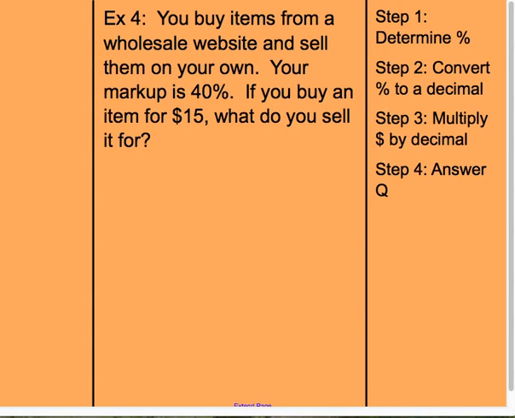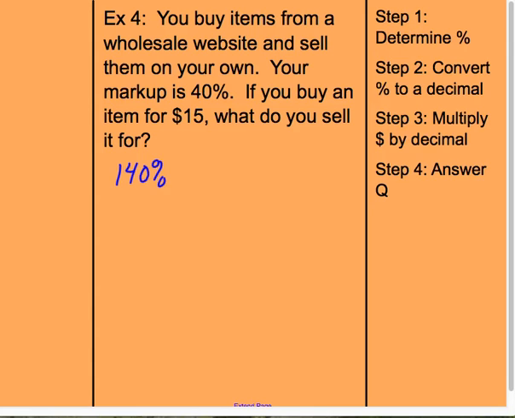Last one. This time we're buying items from a website and marking them up to sell them. In this case, the correct percent is not selling them for 40% of what we paid for. We're marking them up by 140%. So we're going to charge the full $15 that we paid plus an additional 40%. So 100% of what we paid plus 40% is where I'm getting the 140% as the percentage that we're going to use to answer the question.